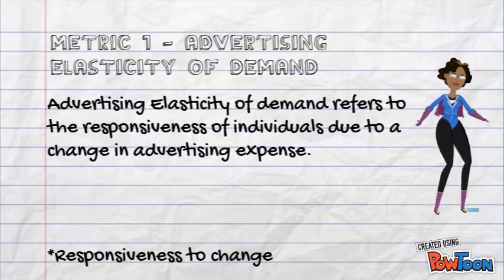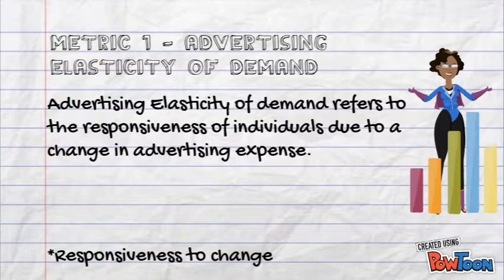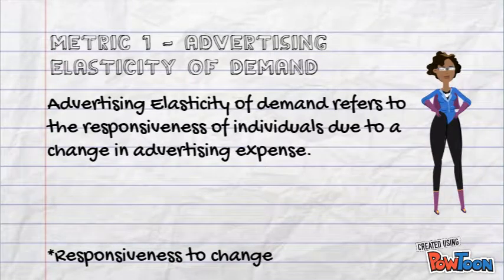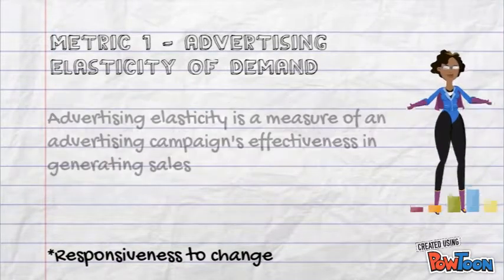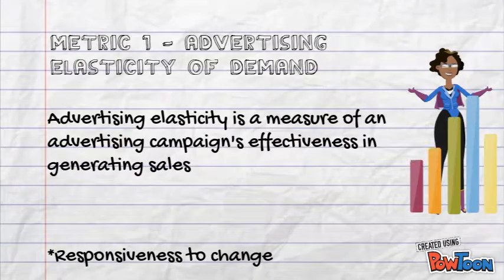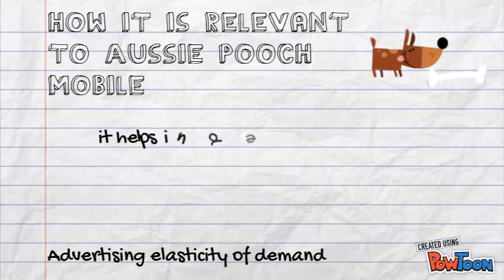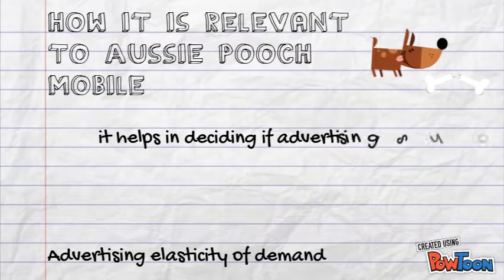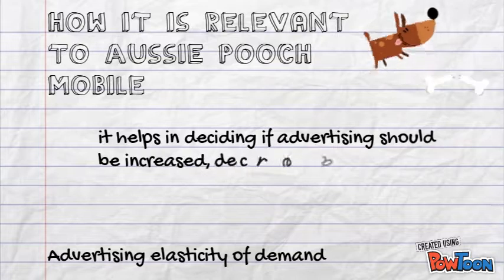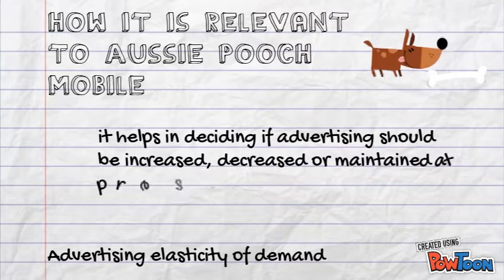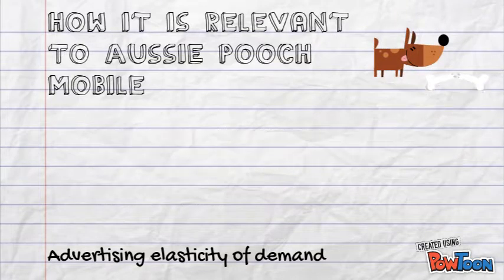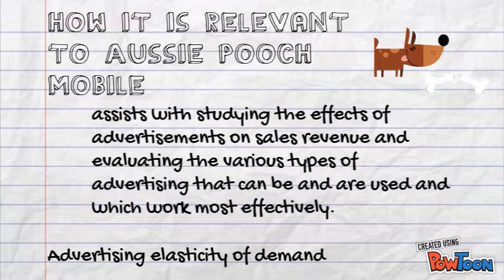Metric 1. Advertising elasticity of demand. This refers to the responsiveness of individuals due to a change in advertising expense. Advertising elasticity is a measure of an advertising campaign's effectiveness in generating sales. It is relevant to Aussie Pooch Mobile as it helps in deciding if advertising should be increased, decreased, or maintained at a present level. It also assists with studying the effects of advertisement on sales revenue and evaluating the various types of advertising that can be and are used and which ones work most effectively.